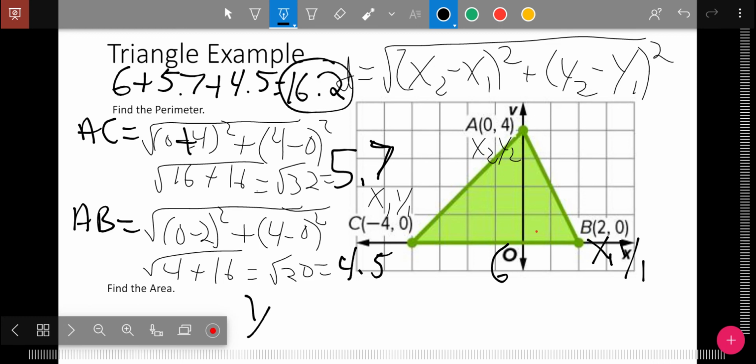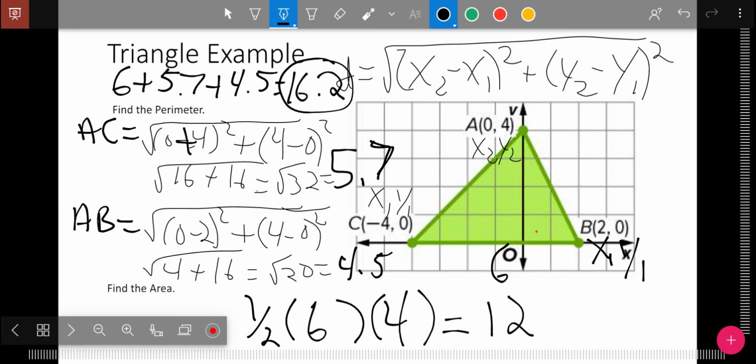Area, I just do a half times the base times the height. Well, the base was 6. We called the base this side here. It was real easy to find 6. The height is real easy to find here, straight up to the top, 4 units up. So a half times 6 times 4, half of 6 is 3. 3 times 4 is 12. And again, this will be units squared for my area.